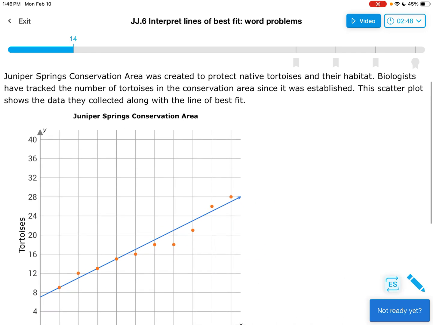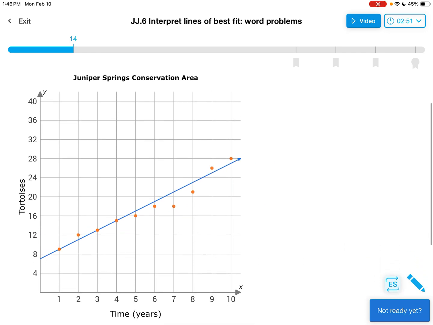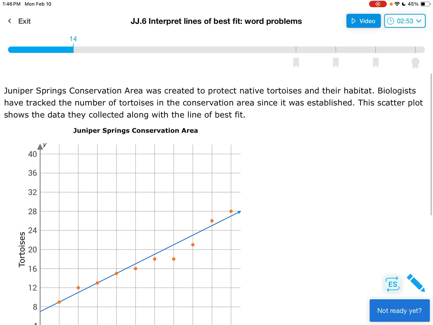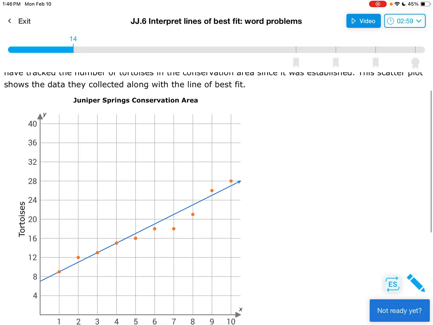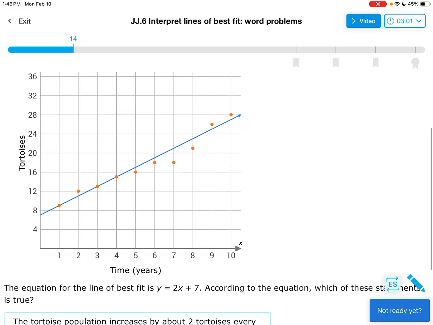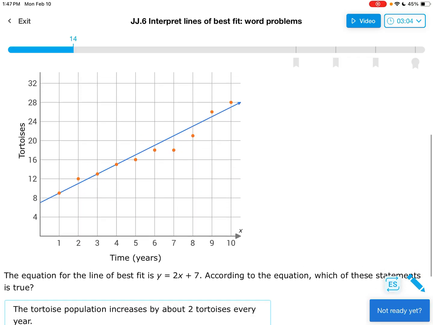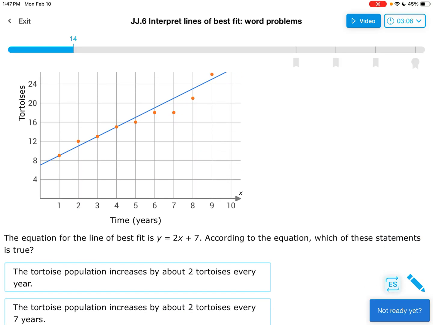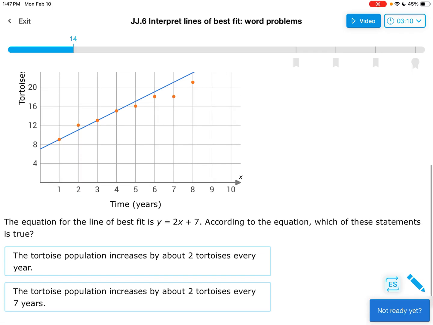Okay. Again, we have tortoises over time. Protect native tortoises in their habitats. They've tracked the number of tortoises in the conservation area since it was established. So it's showing the line of best fit. So for a certain number of years, how many tortoises there are. So the equation is 2x plus 7. According to the equation, which statement is true?